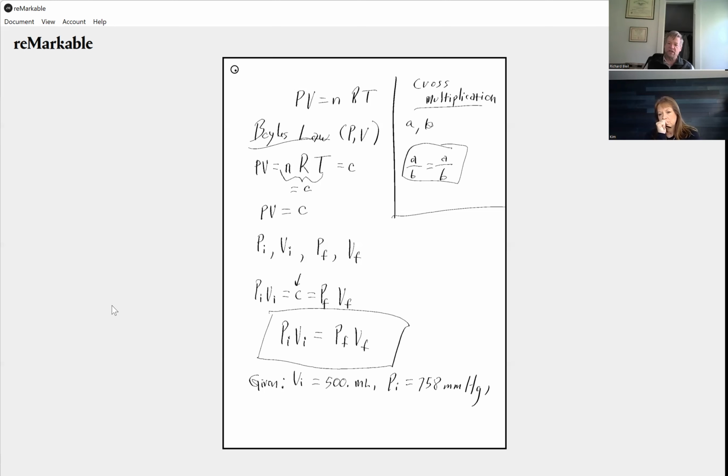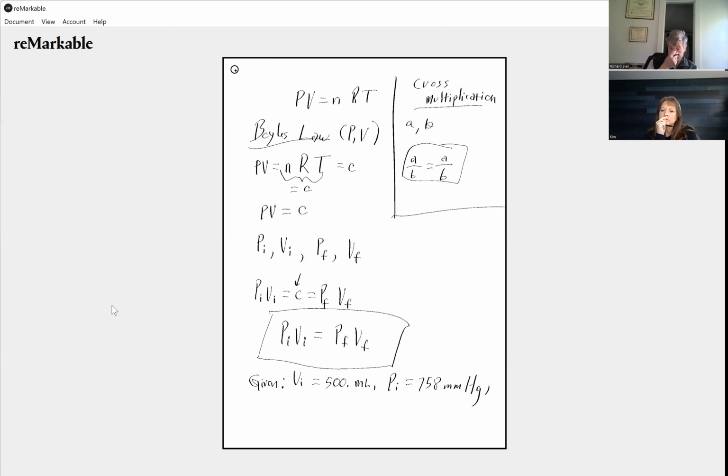Atmospheric pressure is 760 millimeters of mercury. That means that at 1 atmosphere, that mercury will travel up that tube exactly 760 millimeters. 760 millimeters of mercury. That's a pressure. I'm using it because it's a very unusual unit.